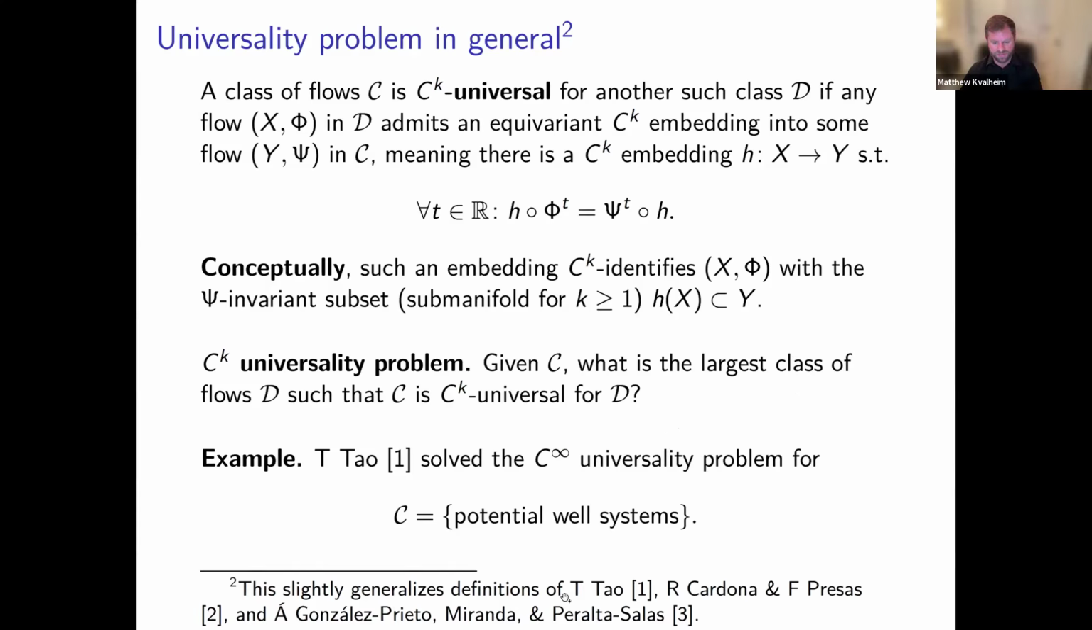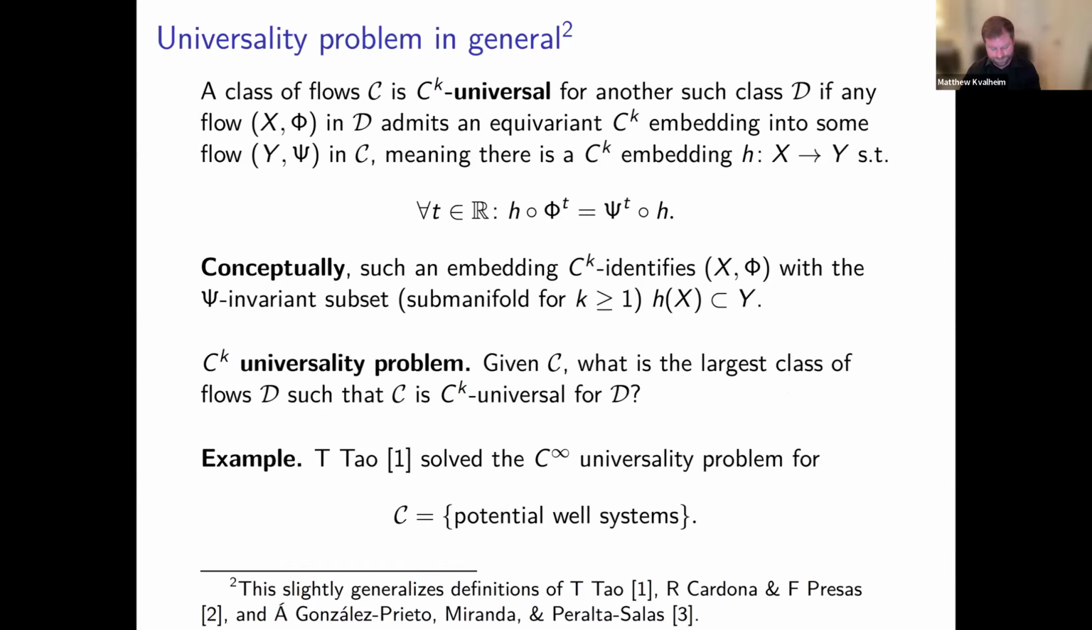So the C^k universality problem, and here I'm giving definitions essentially identical, but I have this C^k generalization of definitions of Terence Tao, Robert Cardona, and Francesco Presas, and Gonzalez Prieto, Miranda, and Peralta Salas. And so this problem is, given some class of C^k flows C, what is the largest class of flows D such that C is C^k universal for D?